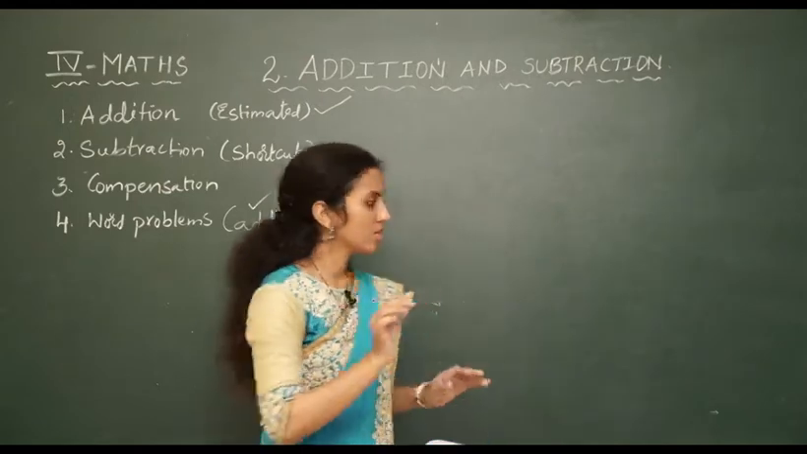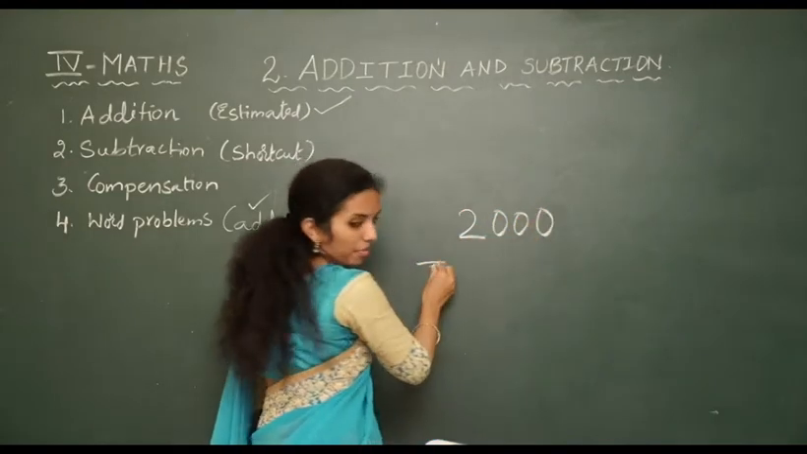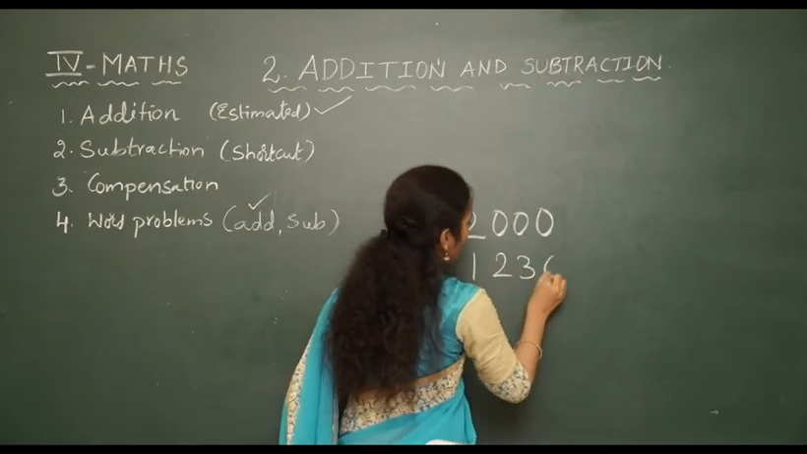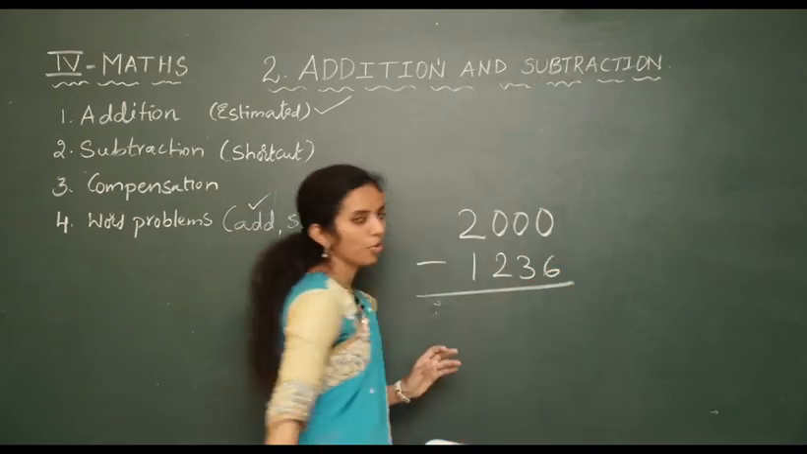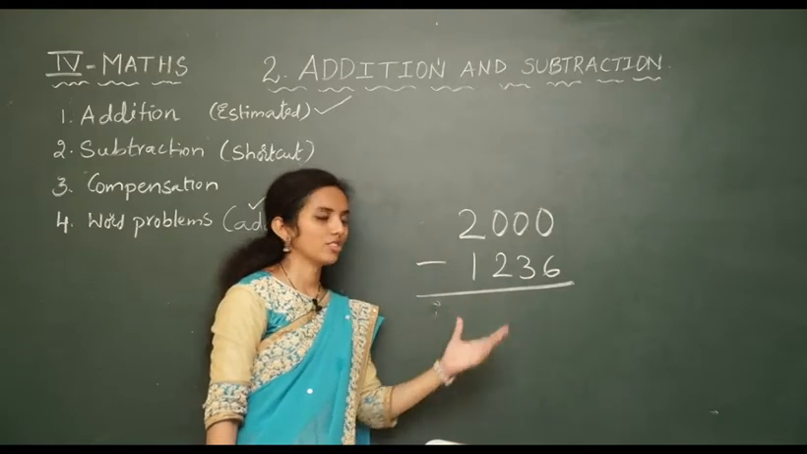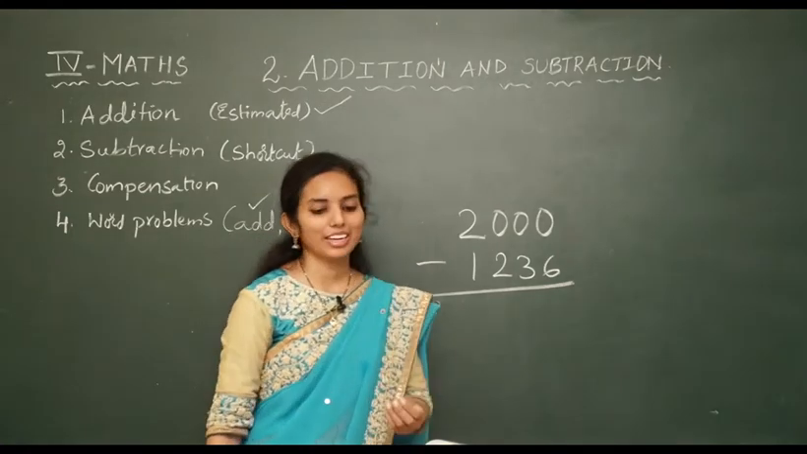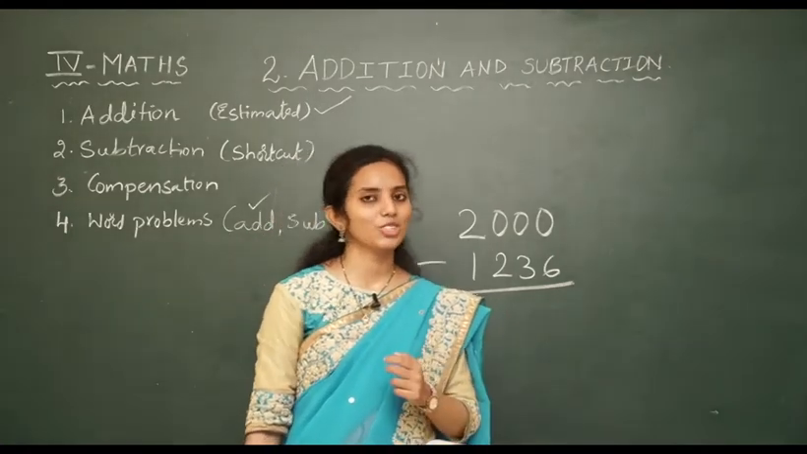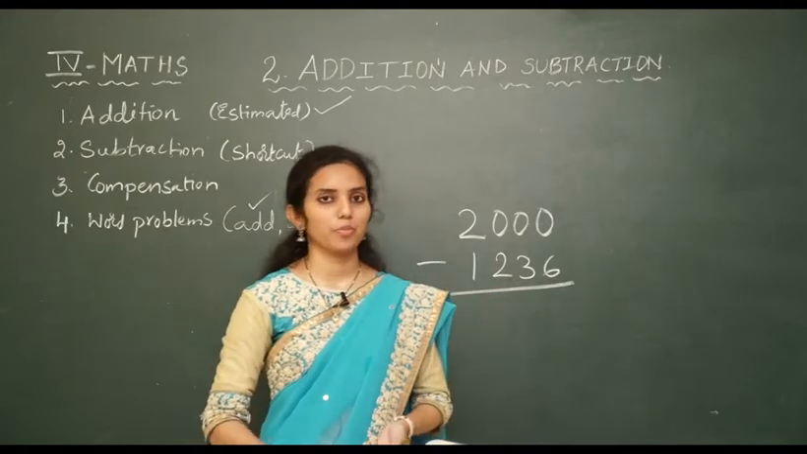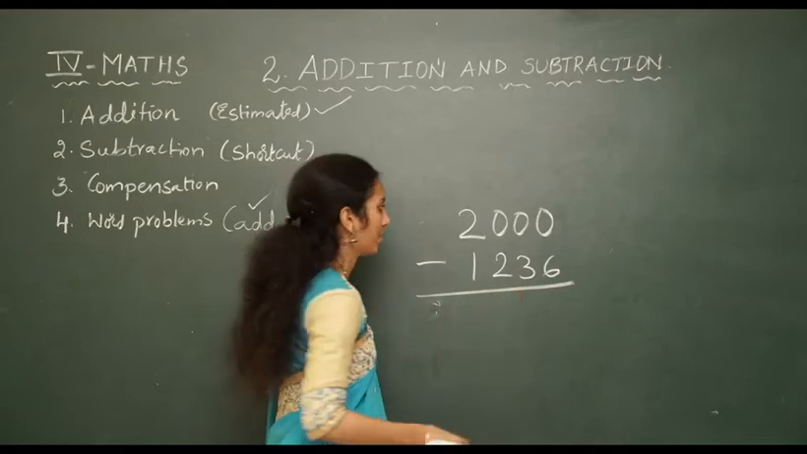Now 2000 minus 1236. You might be feeling, okay, we have all the zeros here, let us try the shortcut method. But in our textbook, it has not asked us to do it in the shortcut method. The shortcut method problems are the next question's problems. This subtraction we have to perform in the traditional method.